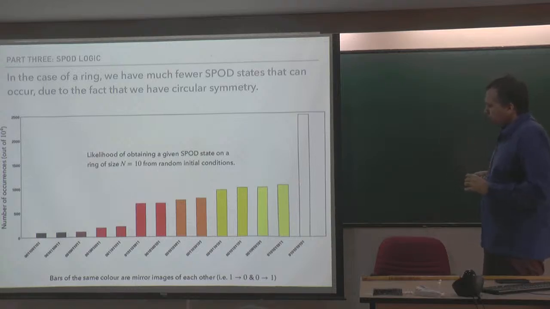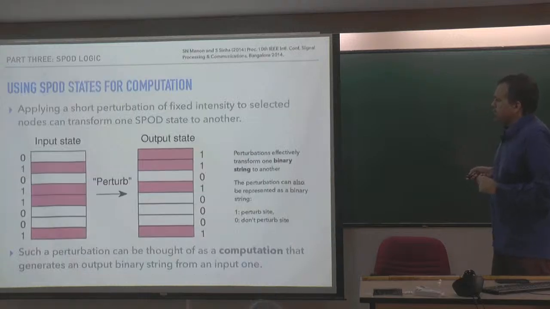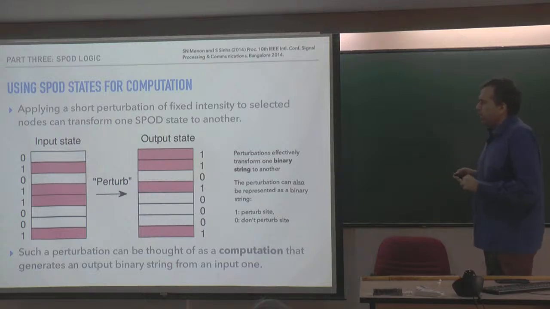And what we show here is the number of times that you obtain a given spot starting from random initial conditions. We see that this particular spot, which is simply like a 0, 1, 0, 1, 0, 1, is something that you are much more likely to see than any of the other spots. There's actually an argument for this which will come in one of the later slides. So now that we see these are the kind of spots that we can obtain.